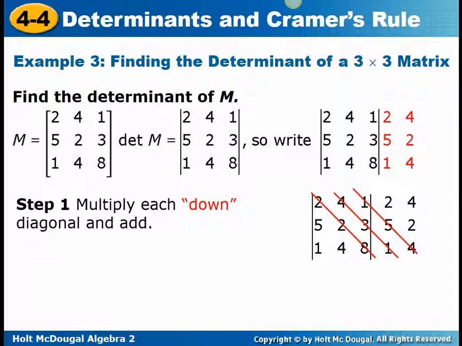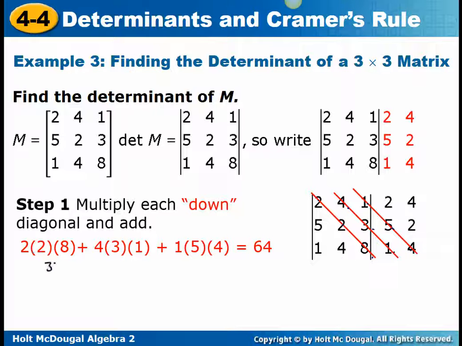So in order to do it by hand, you have to write the determinant from the matrix. The first 3 columns are the same, and then you rewrite the next 2 columns after it, because we need those in order to find our diagonals. And then we would multiply the 2 times 2 times 8, and the 4 times 3 times 1, and the 1 times 5 times 4. So 2 times 2 times 8 is 32, and 4 times 3 times 1 is 12, and 1 times 5 times 4 is 20, and we add those numbers together and we get 64.